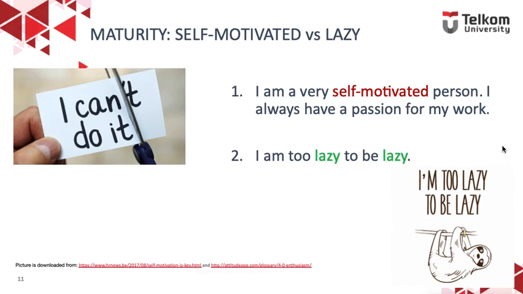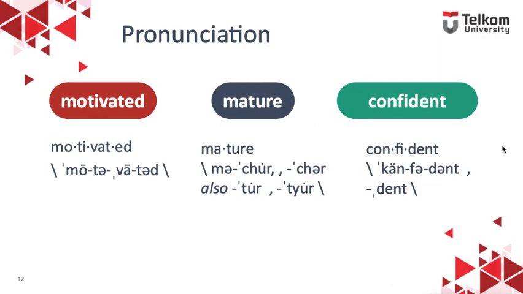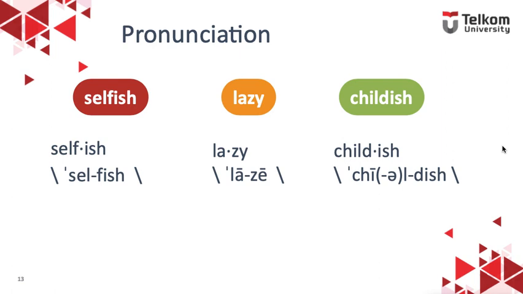The next one is the adjective of maturity. You could choose between self-motivated versus lazy. I am a very self-motivated person. I always have a passion for my work. Or number two, I am too lazy to be lazy. Which one is yours? This is how to pronounce it. Motivated, mature, confident, selfish, lazy, childish.